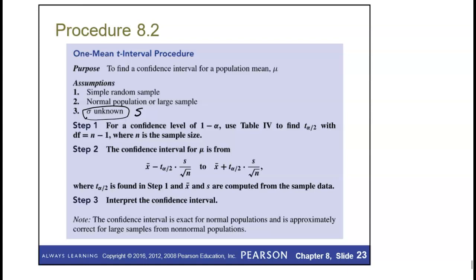So two things change. Our Z changes to a T. That makes sense. And our sigma changes to an S. Other than that, all the same rules apply. The formula is very similar.